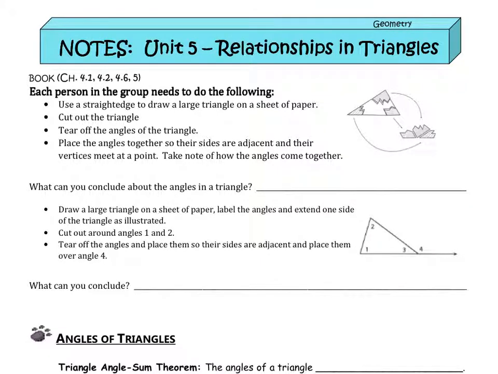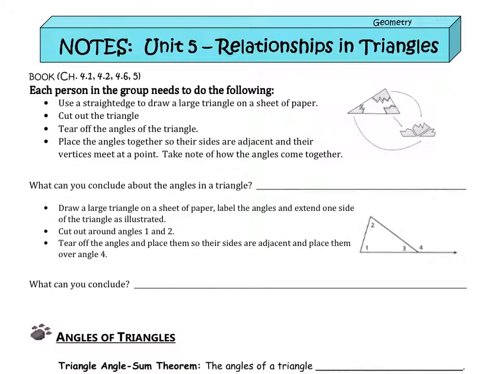Okay, we are looking at the first lesson in our Unit 5, Relationships and Triangles unit. This first lesson, we're talking about the angles of a triangle, and we did this in class, but if we were to take a triangle, cut it out of a piece of paper, cut off the three angles, tear off, however we wanted to do that, and then put those angles back together with the vertexes all touching and making the sides adjacent, we would end up with a straight line.